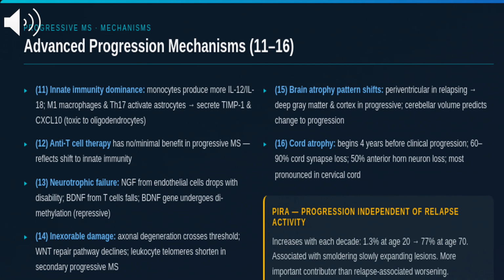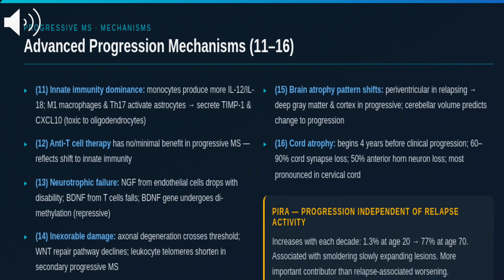The inexorable damage concept from animal models is sobering. After non-inflammatory damage in mice, remyelination completes and animals are initially stable, but after 6 months, slow axonal degeneration crosses a threshold and clinical function is lost. Residua from old lesions plus ongoing low-grade inflammation combined with aging drive relentless atrophy. Leukocyte telomeres are shorter in secondary progressive disease, suggesting premature aging that correlates with rate of progression.